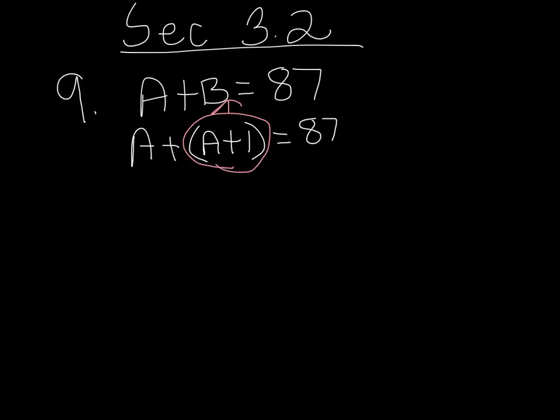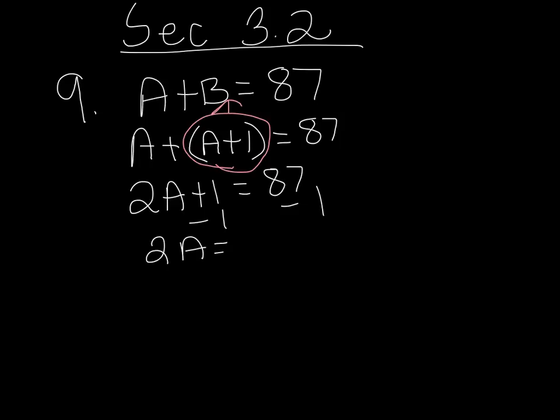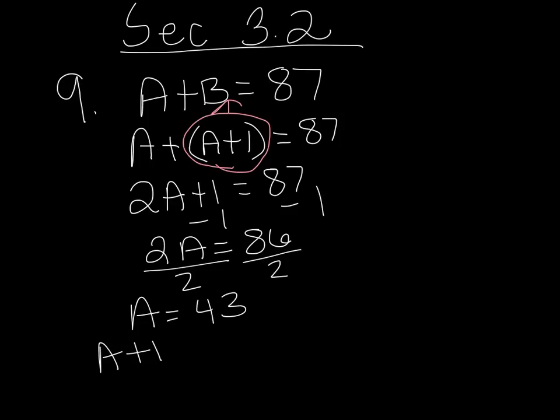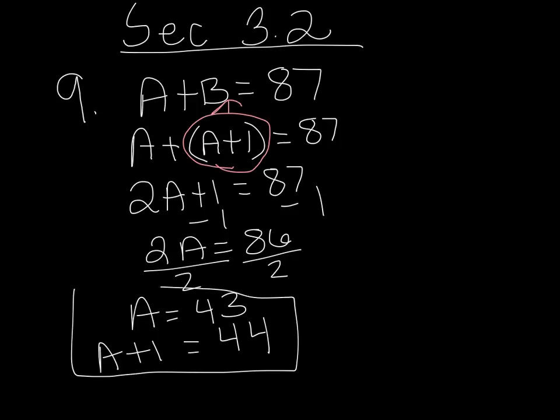If I add together my like terms, I get 2a plus 1 is equal to 87. Subtract 1 from each side, and I now have 2a is equal to 86. Divide both sides by 2, and I get a is equal to 43. Well, if a is 43, that means our second integer, a plus 1, has to be 44. So our answer is 43 and 44. Okay. Let's go ahead and try another one.